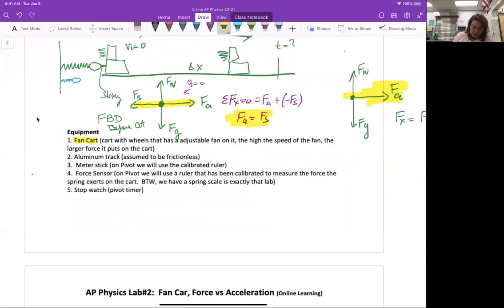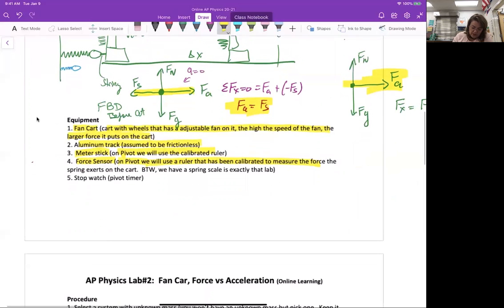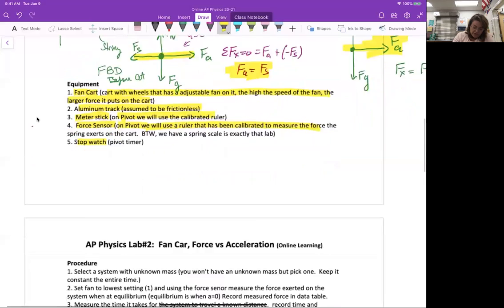Fan cart. A cart with wheels and a high speed fan on it. The larger the setting, the more force it puts on the cart. I have a track, and it's assumed to be frictionless. I have a meter stick, but in Pivot we'll use the calibrated ruler. I have a force sensor, but in Pivot we have to use a ruler that's been calibrated to measure the force. By the way, we do have spring scales in our lab, and a stopwatch, which in Pivot is a timer.